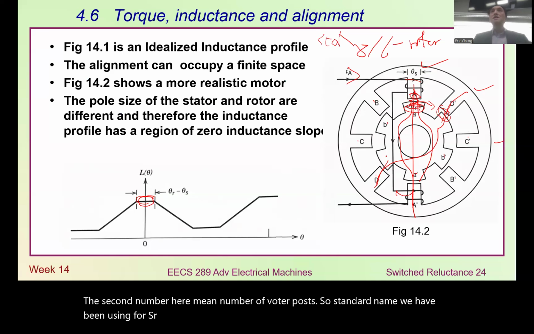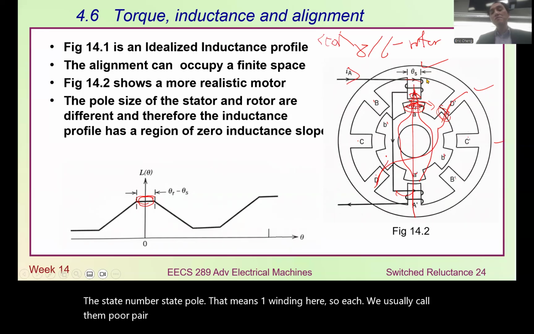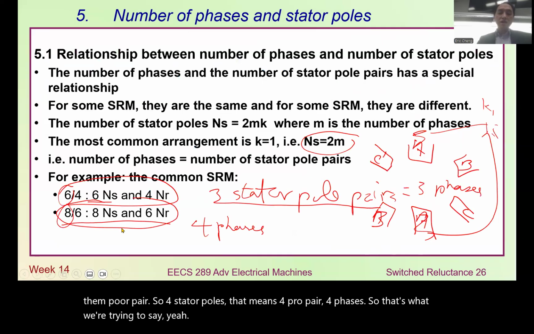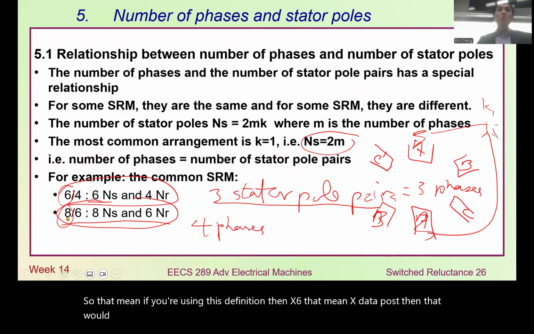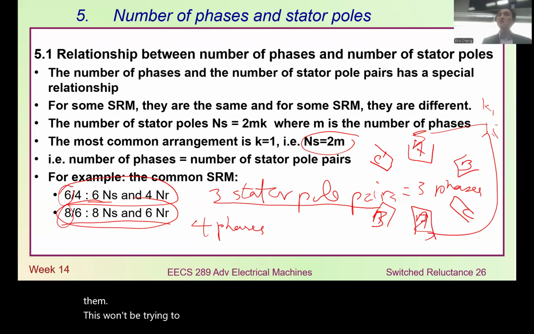All right. The stator defines the chassis, right? The number of stator poles, that means one winding here. So each we usually call them pole pair. So 4 stator poles, that means 4 pole pair, 4 phases. So that's what we're trying to say. So if you're using this definition, then 8-6, that means 8 stator poles, then there would be 4 pole pair and 4 phases. So we use 4 sets of the transistor to drive them. That's what we're trying to understand for simple SRM.